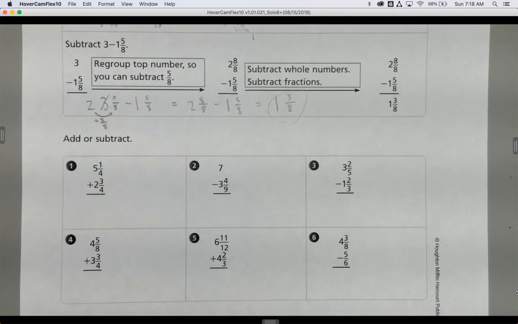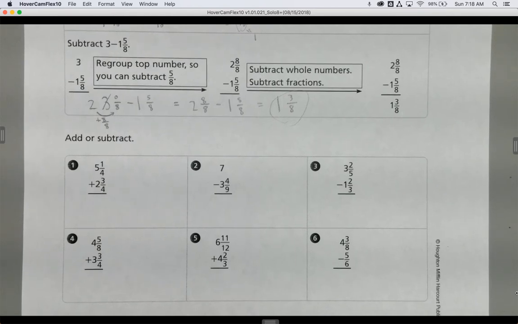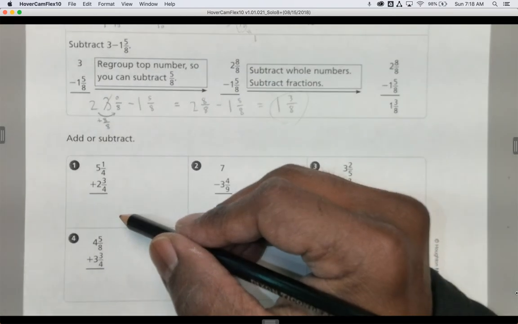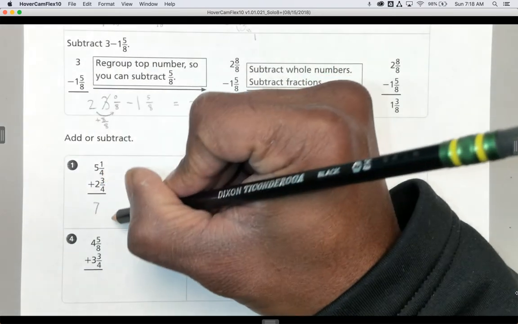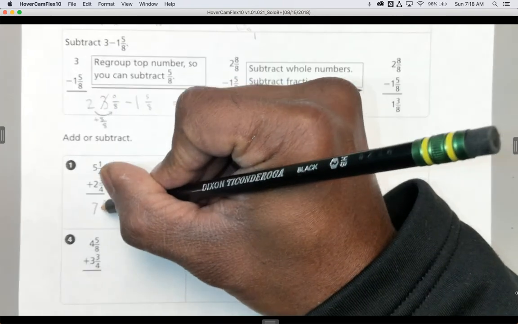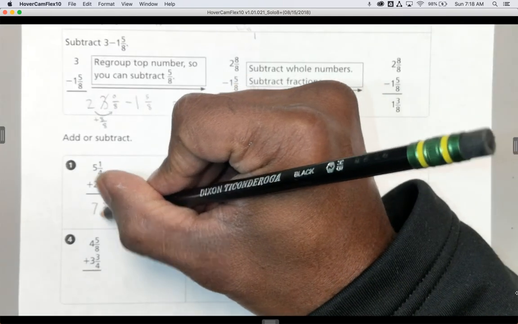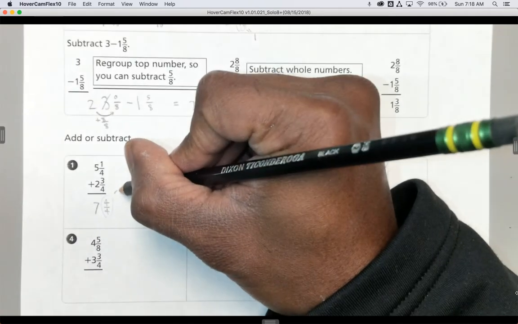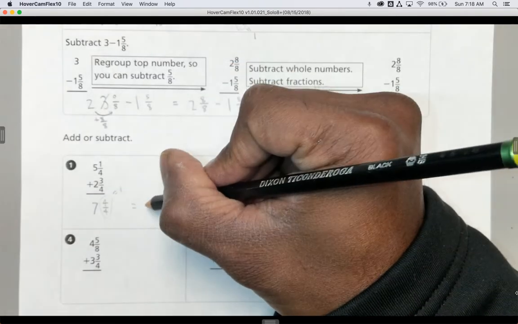Practice problem number 1. And remember to pay attention to whether you are adding or subtracting in each case. 5 1/4 plus 2 3/4. What's this? The denominators match. Ha! Easy. We got this. 5 and 2 is 7. 1/4 plus 3/4 is 4/4. 4/4 can be thought of or rewritten as a whole. 7 and 1 gets us 8.